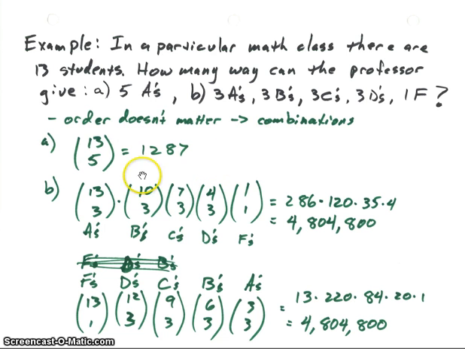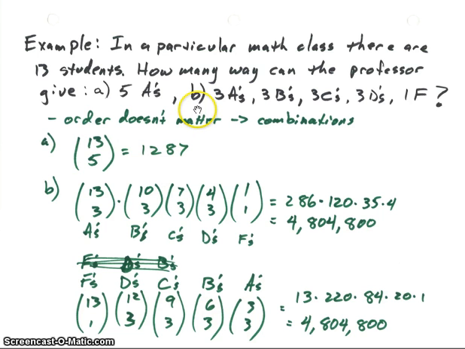So since order doesn't matter, and he's just picking 5 people randomly out of the 13 that are there, we'll use our binomial coefficient, choosing 5 from 13. And if you look it up in a table or work through the calculation, you'll get 1,287. So that's the number of choices he has of picking 5 people out of the 13 and giving them A's.